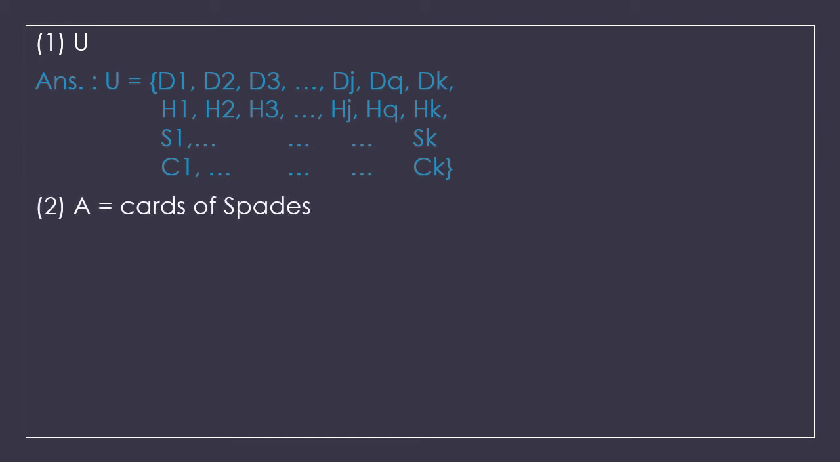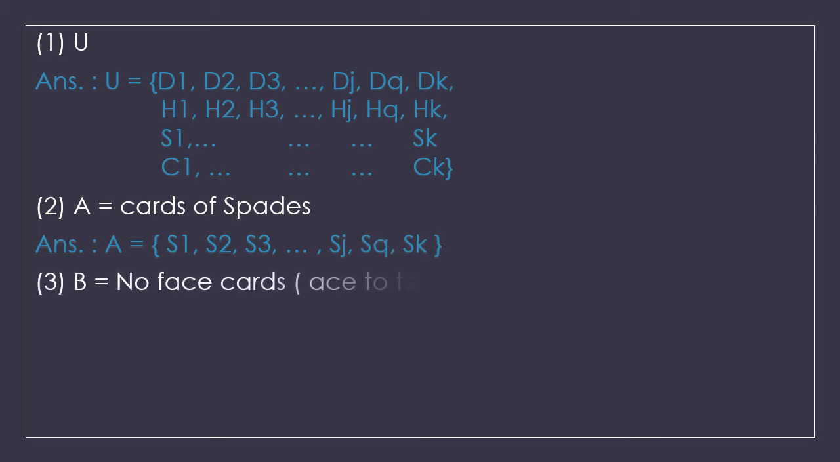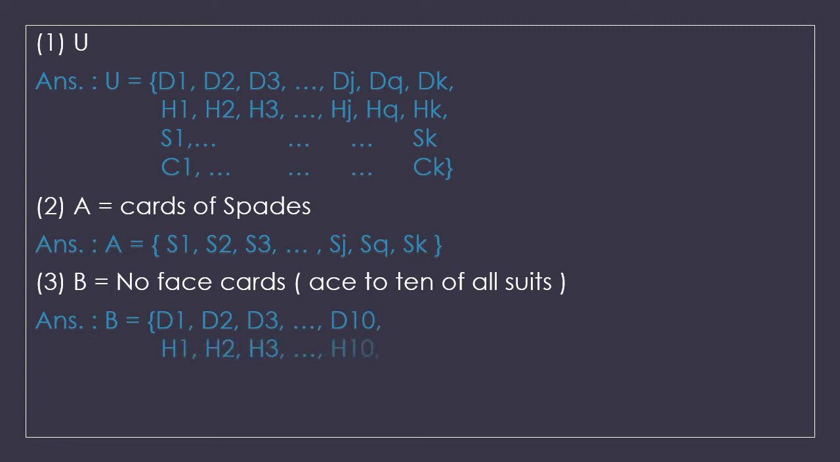The second question here is writing down A, that's the cards of spades. You just need to write down the cards of spades, that is S1, S2, S3 up to Sj, Sq and Sk. The third one is the B event, that is no face cards, that is 2 to 10 of all suits. So you just need to remove the jack, queen and king from the sample space. So D1, D2, D3 up to D10, and similarly the hearts, the spades and the clubs. So that's the event B. Remember this: A are only spades, B are only no face cards, because that will be useful.